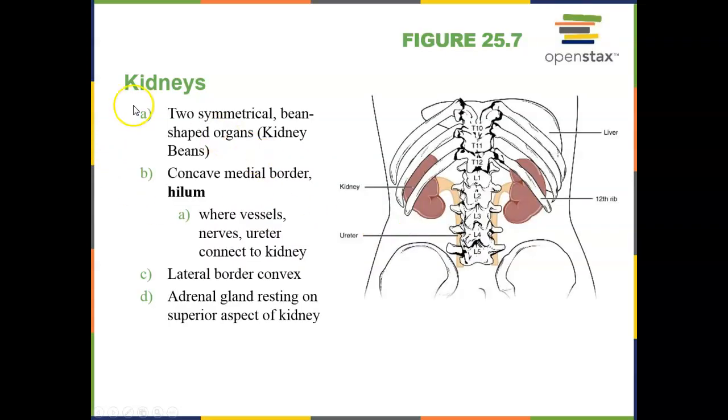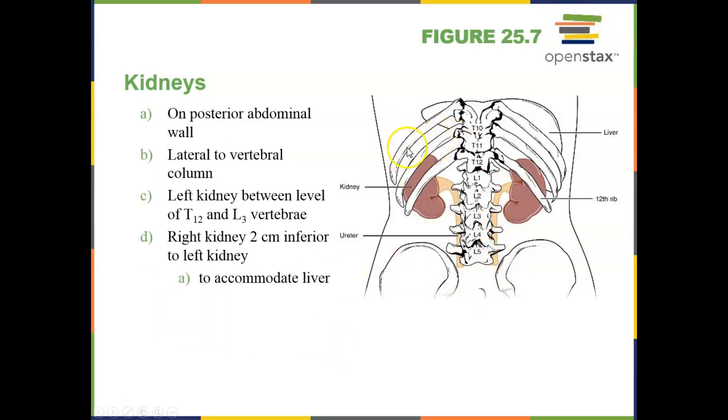Okay, so kidneys are symmetrical bean-shaped organs. So you can see them here. We have 2 kidneys, one on the right and one on the left side of the abdominal pelvic cavity. They have a concave medial border and a convex lateral border. The concave medial border is known as the hilum. And this is where blood vessels enter and leave, nerves enter, and the ureter leaves the kidney.